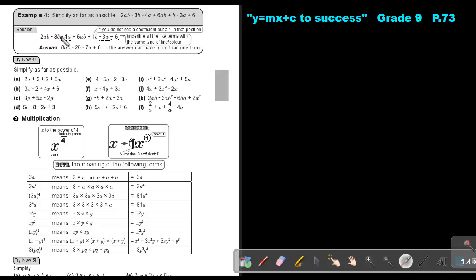Okay, let's look. Don't forget your negative numbers. Negative 3 plus 1. If the signs are different, what do I do? I subtract and I take the sign of the biggest number. So that's negative 2b. And then the next one, negative 4, negative 3. What do I do if the signs are the same? I add the numbers and I keep the sign. So it's negative 7a. And what do I do with the 6? I just rewrite it. So this answer will have 1, 2, 3, 4 terms, and that is correct.